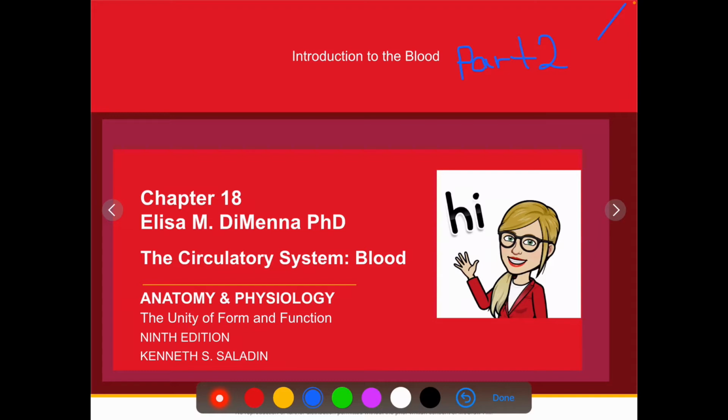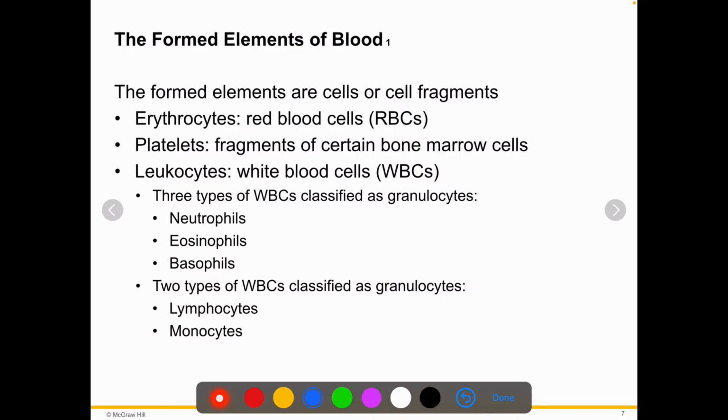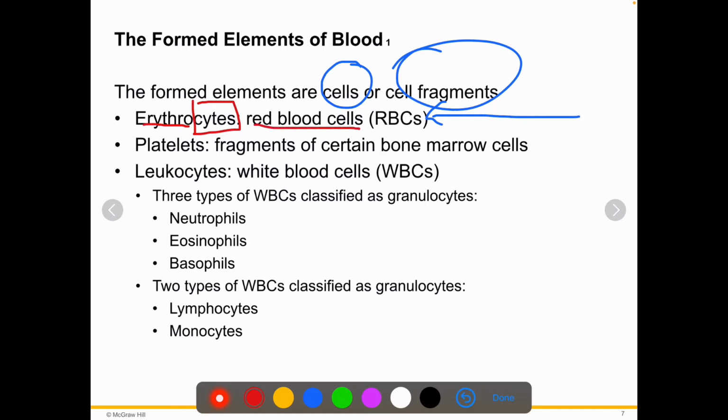This time we are going to continue talking a little bit more about the blood. All right, so we talked a little bit about the idea of the formed elements. The formed elements are the cells and the cell fragments. There are a couple of kinds that you need to know, some easy ones right here. Some low-hanging fruit is the erythrocyte. Erythro means red, cyte means cell, right? So it makes sense that that is the red blood cell. RBC is what we use a lot for short.